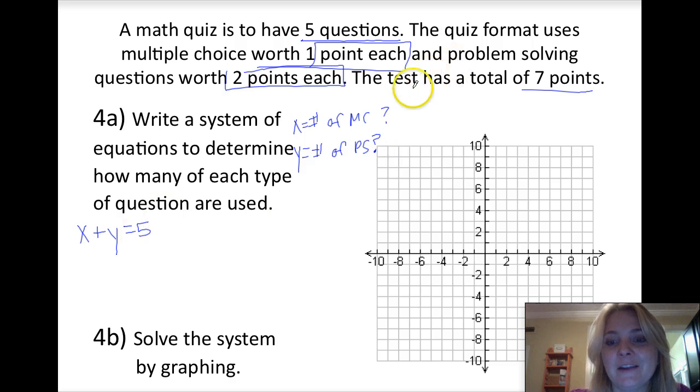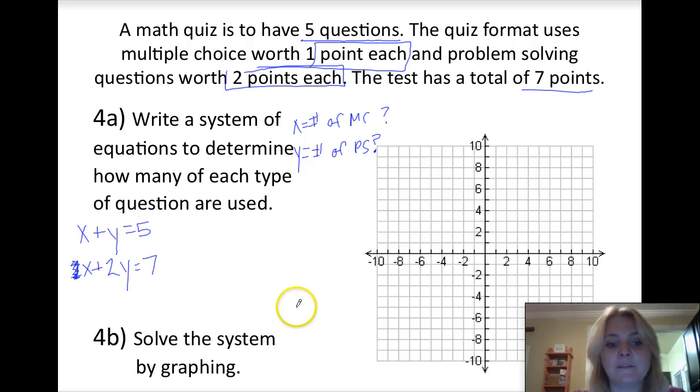And then we can take a look at the total value of the points. So the test has a total of 7 points. Each multiple choice question is worth 1 point, so 1x plus 2y is going to equal 7. Now we can write 1x just as x because there's an understood 1. So this is our linear system.